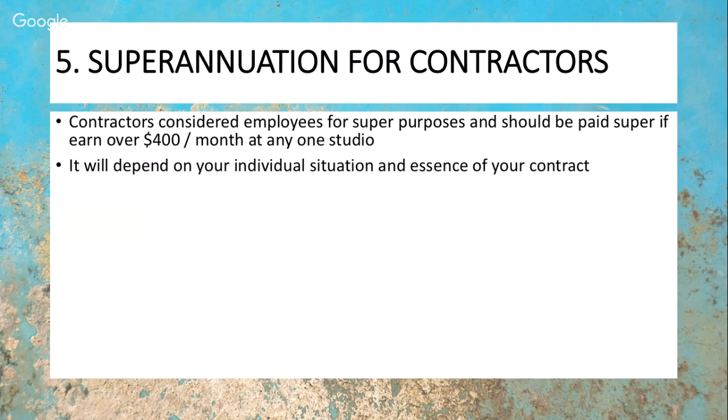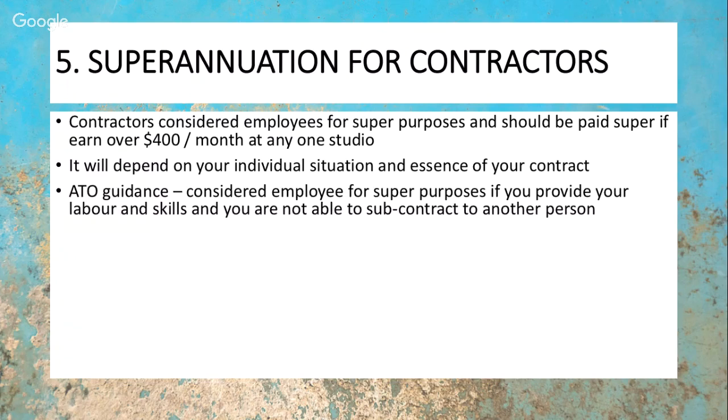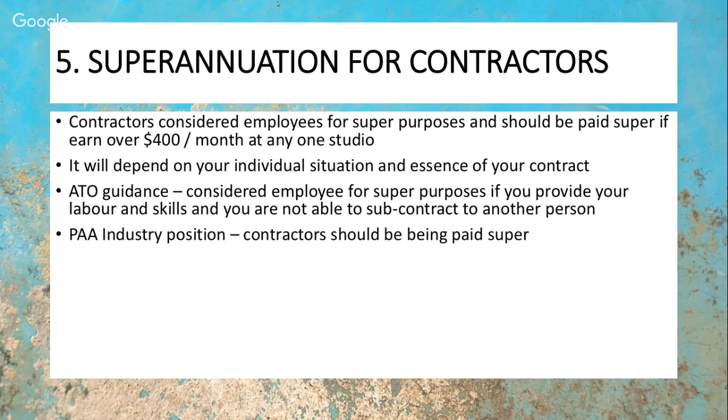This will depend on your individual situation and the essence of your contract. The ATO guidance on the area is that you're considered an employee for super purposes if you provide your labour and skills and you are not able to subcontract to another person. So if you're the person contracted to teach the classes and you're not able to delegate or subcontract that responsibility to anyone else, then you're more than likely to be considered an employee for super purposes and should be getting paid super.